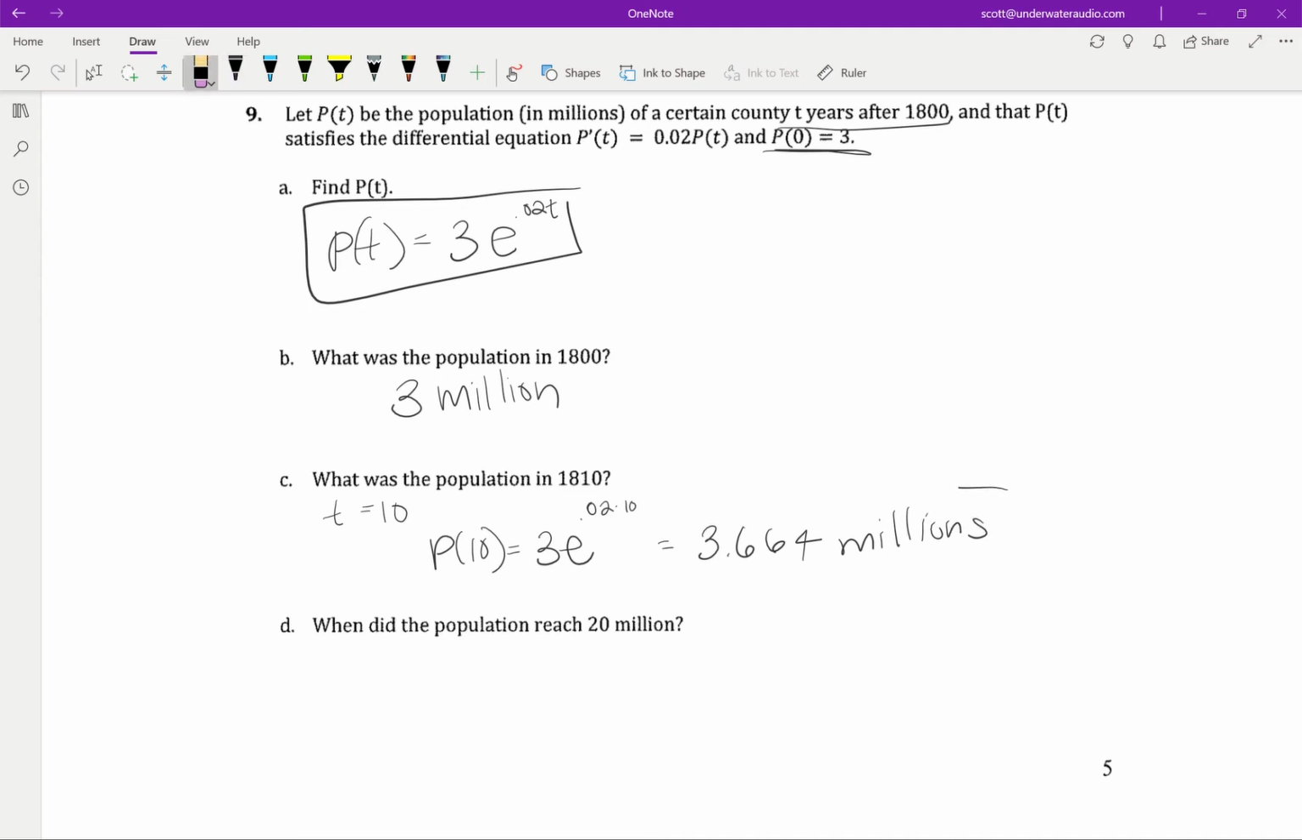And actually, I should be more clear than that. It's million people. It's quite a few people. So it does seem to be growing pretty darn slowly.